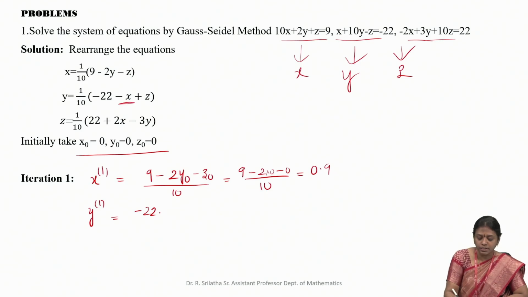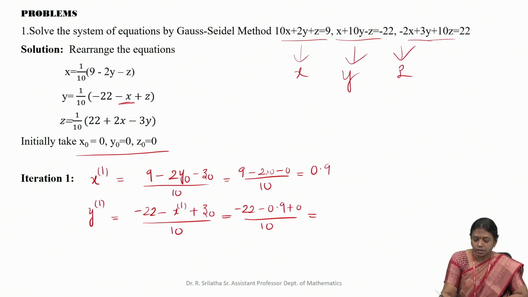I am using the recent value, that is minus x1. So here x to the power of 1 plus, since I didn't calculate z here, I am replacing z naught here, which is equal to minus 22. So here I am replacing minus 0.9, and z naught as 0, whole divided by 10. So minus 22 minus 0.9. So I can calculate this as minus 2.29. Right? Similarly, we'll be calculating the first approximation value of z.